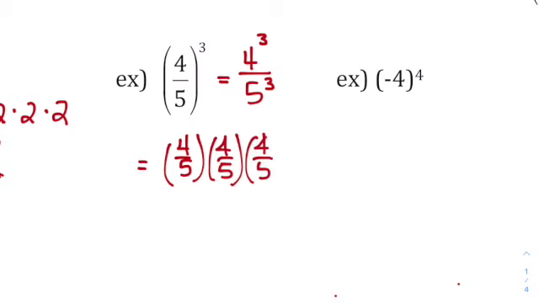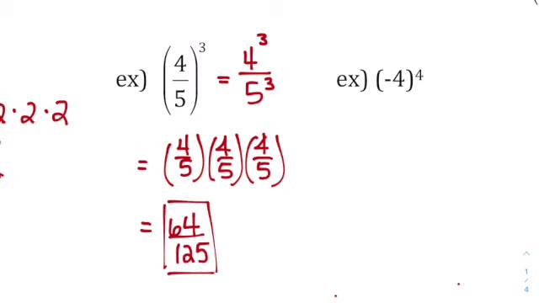And now you can visually see, hey, I have 5 three times, so it's 5 to the third power. And 4 three times, so it's 4 to the third power. And this is not 4 times 3, this is 4 times 4 times 4. So 16 times 4 is going to be 64 over 5 times 5, 25, times another 5 is 125. And that is how the answer is supposed to be.